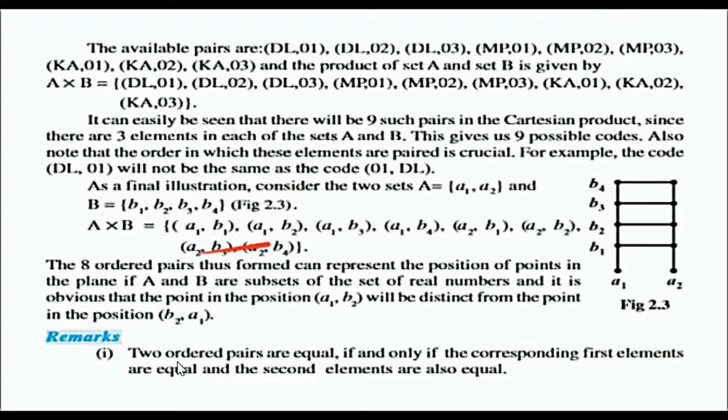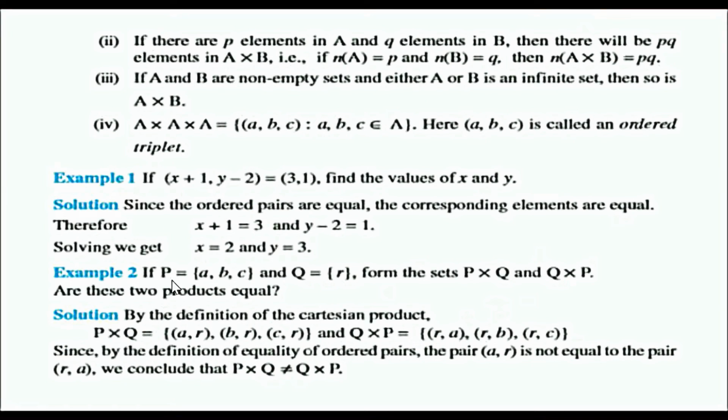Two ordered pairs are equal. You need to understand this. If I say (A1, B1) is equal to (A2, B2), that means A1 has to be equal to A2 and B1 has to be equal to B2. So the corresponding values have to be equal.